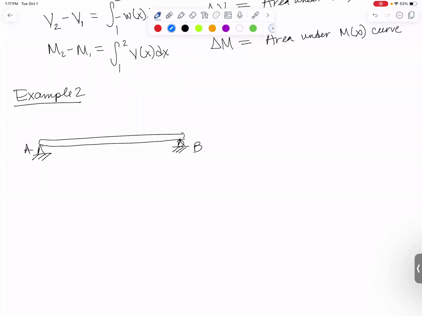And this is being loaded by 2 forces. I have an 800 Newton force, and then farther over, I have a 1500 Newton force. I've got 125 millimeters from A to the first force, and then 600 millimeters to the next force, and finally 75 millimeters to point B.